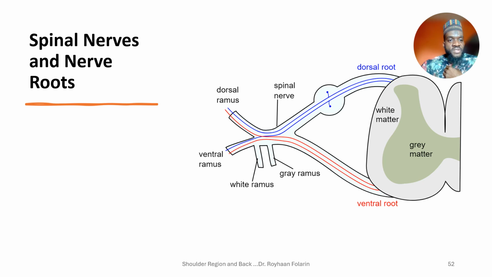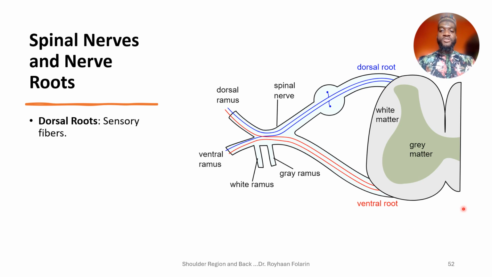The spinal nerves and their roots originate from the spinal cord. Here is the gray matter at the center of the spinal cord. You have the white matter superficially on the exterior, and you have the dorsal horns and then the ventral horns of the spinal cord. From the ventral horn, you have the ventral roots coming out, and then you have the dorsal roots coming out from the back of the spinal cord.